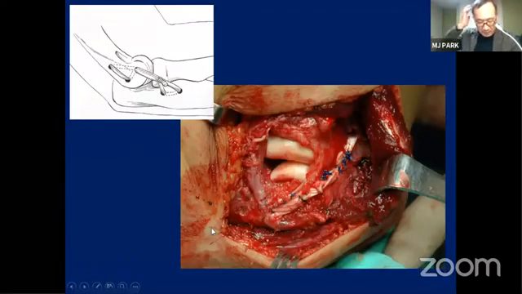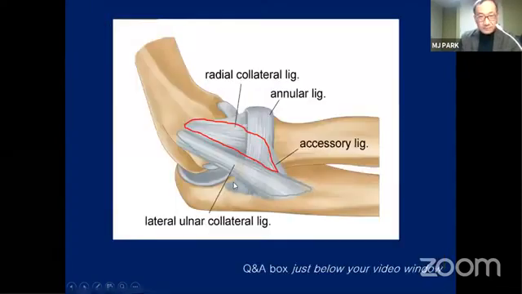Now, I'd like to discuss the technique of ligament reconstruction. In the textbook, the standard technique like this focuses on the reconstruction of the LUCL. However, recent studies emphasized the role of the radial collateral ligament, which is more isometric and is the key ligament for varus stability.